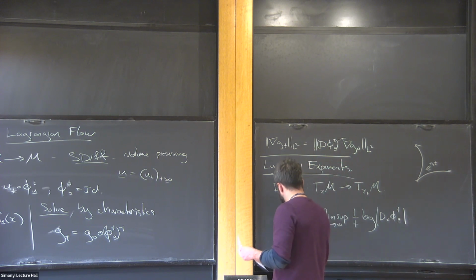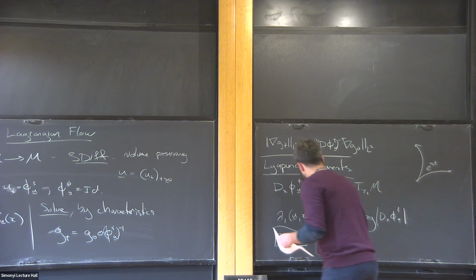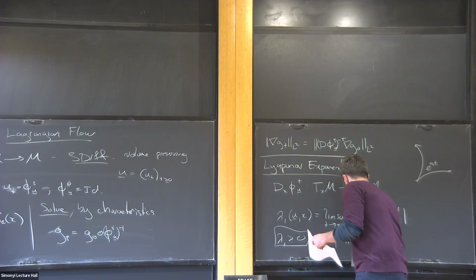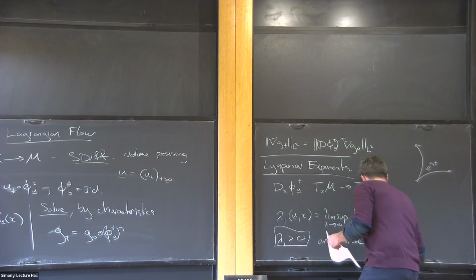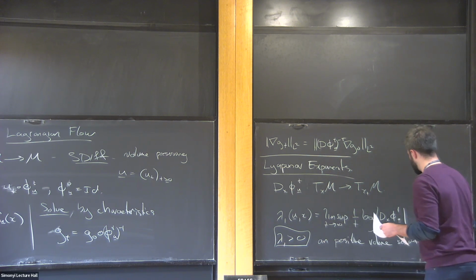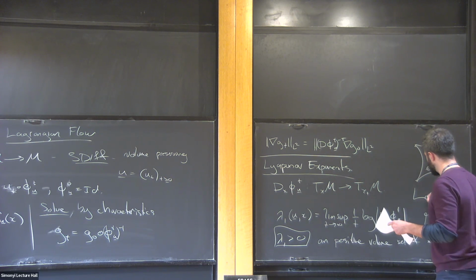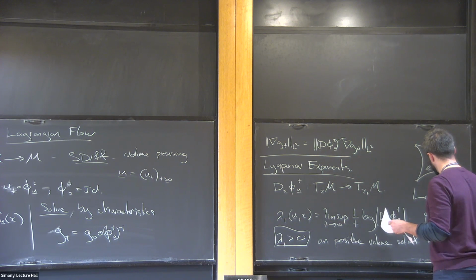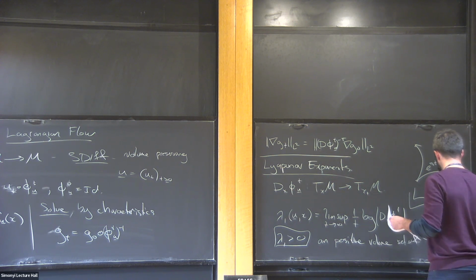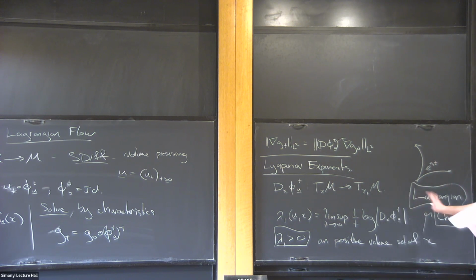And so, in fact, when λ1 is bigger than 0 on a positive measure set, or let's say a positive volume set of x, then we say there's Lagrangian chaos. This is what I'll take to be a definition of Lagrangian chaos.